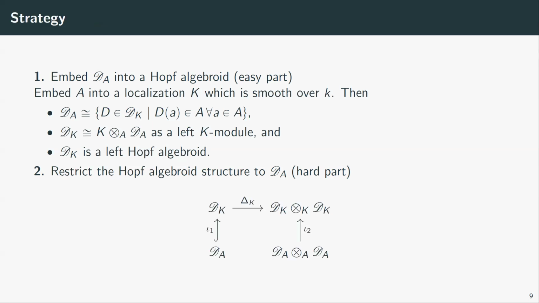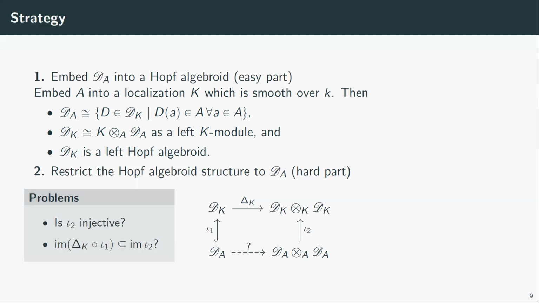So now we have this diagram where iota1 is the embedding and iota2 is the map from dA tensor dA to dK tensor dK, which is induced by iota1. And we would like to use the co-multiplication upstairs to construct the co-multiplication downstairs. There are some issues, however, that iota2 is not injective in general.